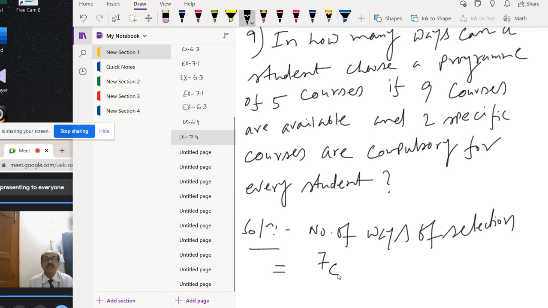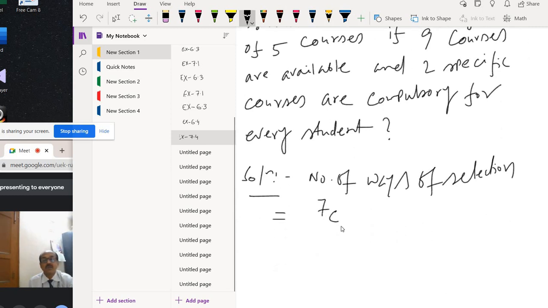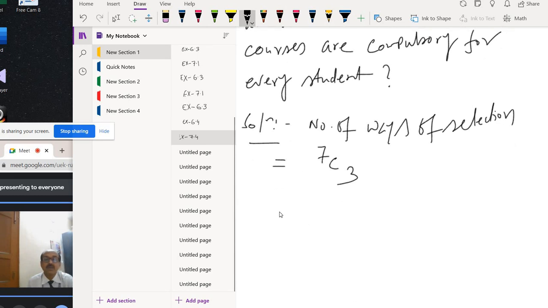From 7 courses we need 5 minus 2 courses, which is 3 courses. 2 are compulsory, so 5 minus 2 is 3. So 3 courses, so 7C3.